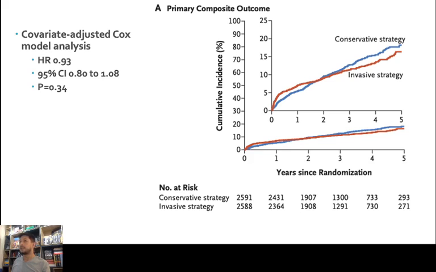But actually, when we test the hypothesis using an adjusted Cox model analysis, so this is a Cox model with adjustments for the baseline characteristics, we can observe that the hazard ratio is about 0.9. The 95% confidence interval is from 0.8 to 1.08, and the p-value is 0.34, so we conclude that there is no difference between groups.